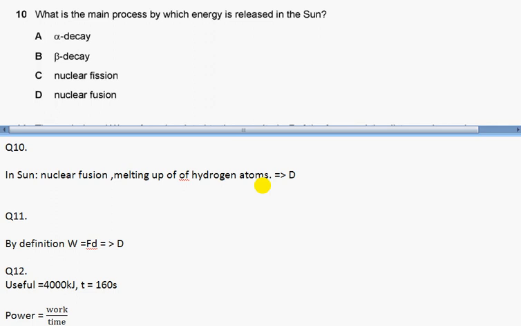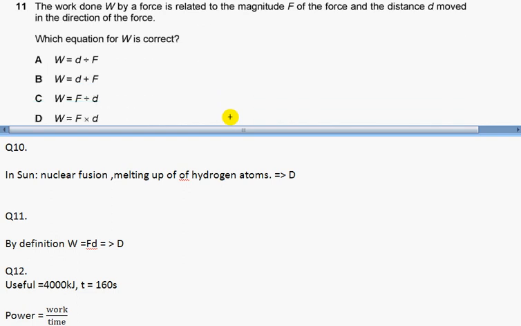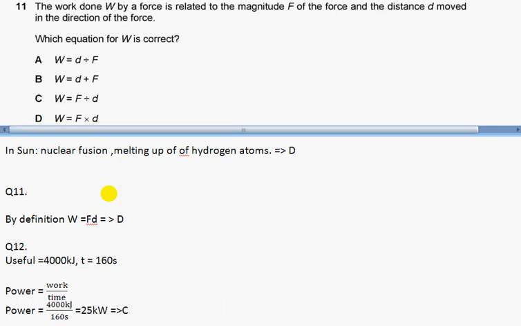Question 10. What is the main process by which energy is released in the sun? So this you should memorize. In sun, nuclear fusion, or melting of hydrogen to a helium atom. So answer is D, nuclear fusion. The work done by a force is related to the magnitude F of the force and the distance moved in the direction of the force. Which equation for W is correct? So this you should remember, it is answer D.